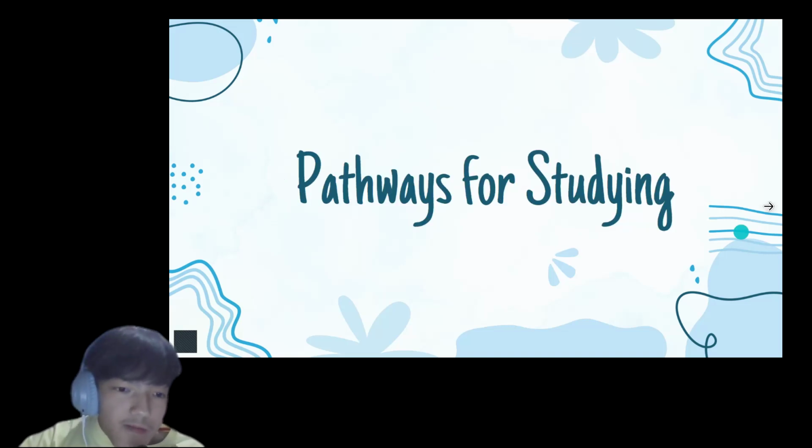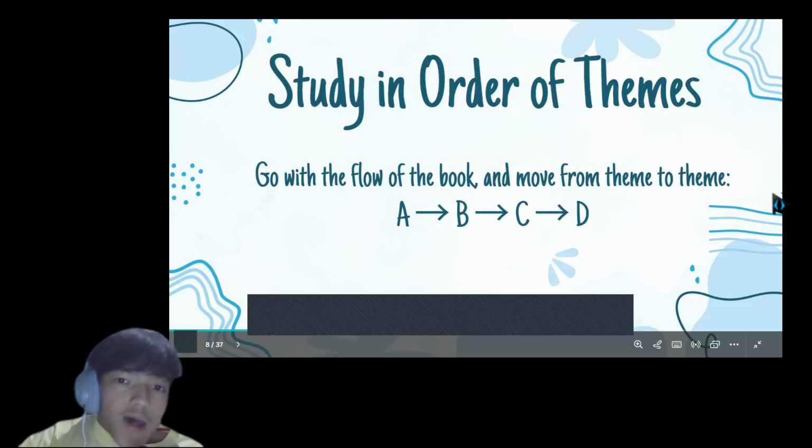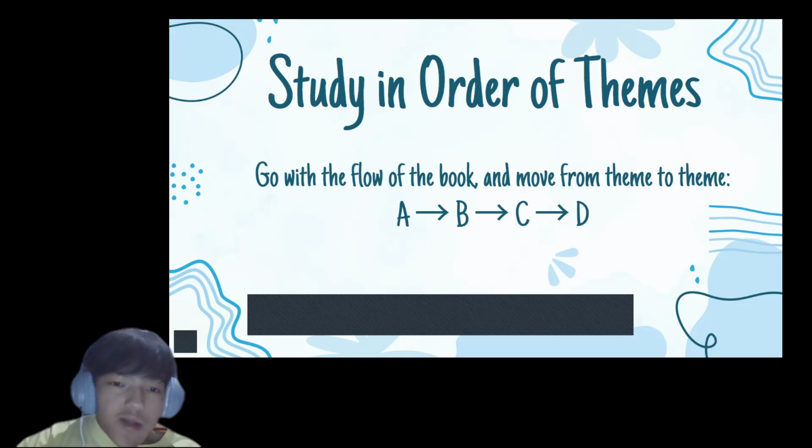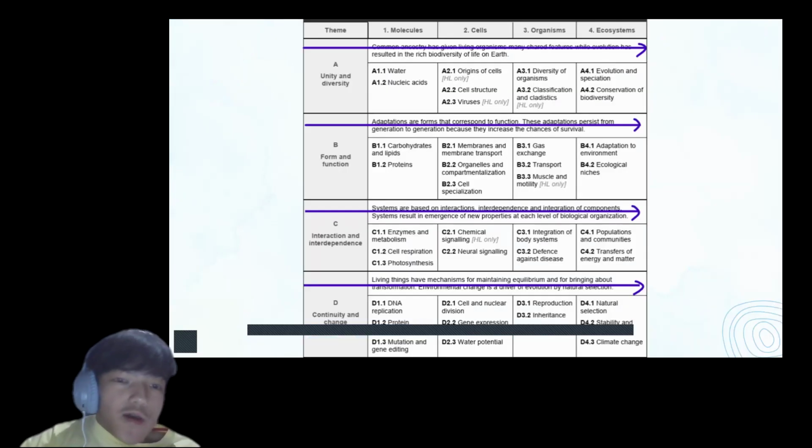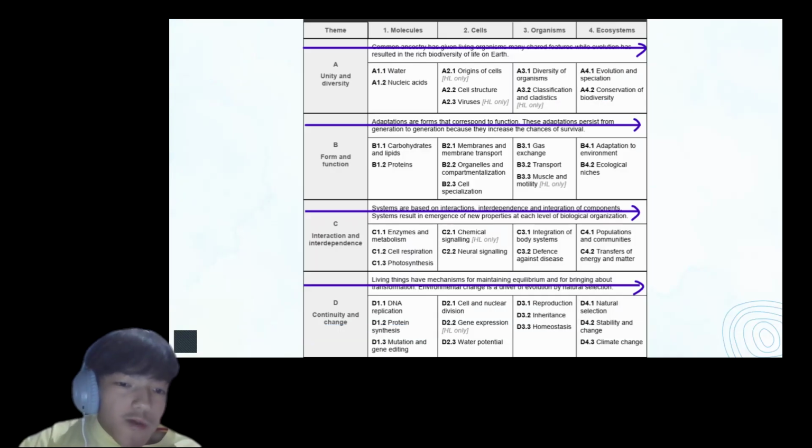Pathways for studying. You can study in the order of themes. For example, you move from theme A, B, C, and D. As you can see here, you move from unity and diversity to form and function, interaction and interdependence, and then finishing up with continuity and change.